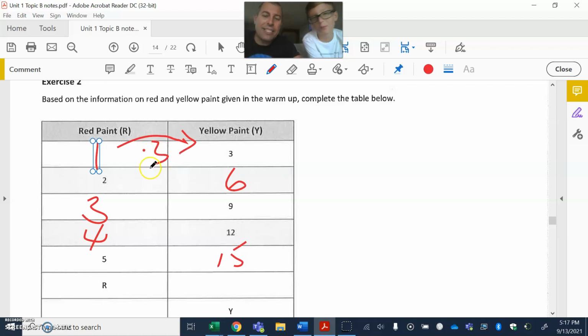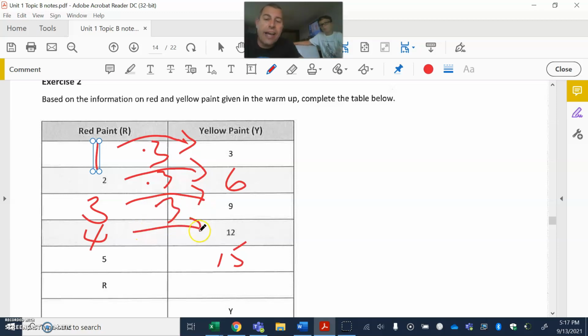All right. How about this? Do you know what to multiply a 2 by to get to a 6? Yes. So as you can see, things are working here. 3 times 3 gives me 9. 4 times 3 gives me 12. 5 times 3 gives me 15. Now here we go. I got the letter R. Matthew, what happens when you multiply R times 3?